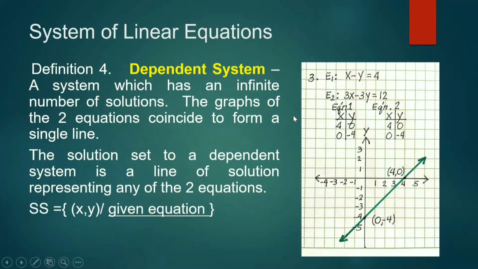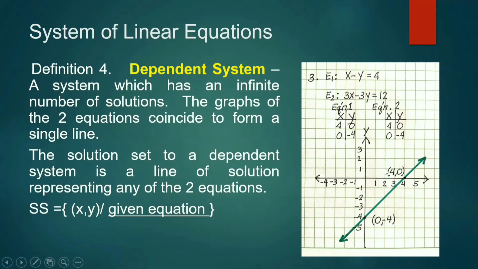Definition 4. Dependent system. A system which has an infinite number of solutions. The graphs of the two equations coincide to form a single line. The solution set to a dependent system is a line of solution representing any of the two equations. So, we express the solution set as the set of all ordered pairs x, y such that, then you give the equation. We usually give the simpler of the two equations.